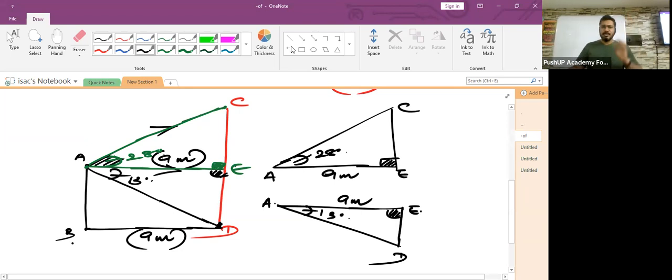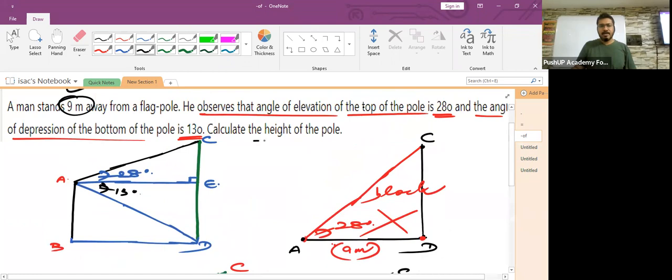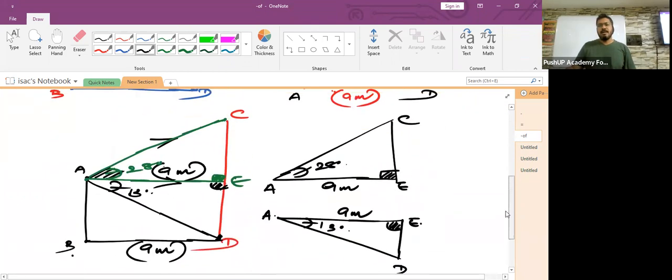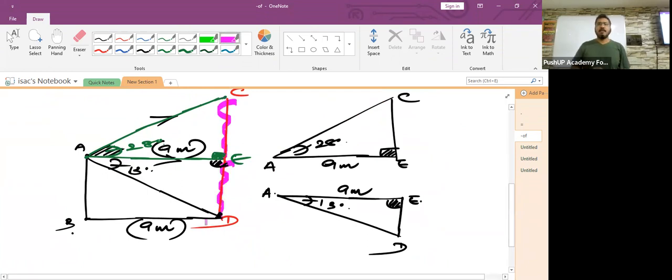Now, what was the final question to be solved? Find the height of the flagpole, isn't it? Calculate the height of the pole. All right. Height of the pole will be what, children? The sum of CE as well as ED. Sum of CE as well as ED.